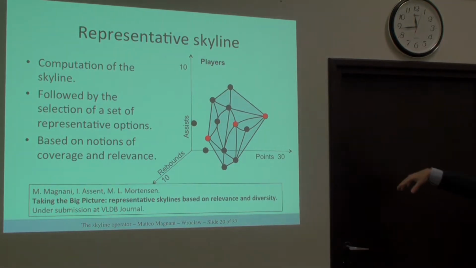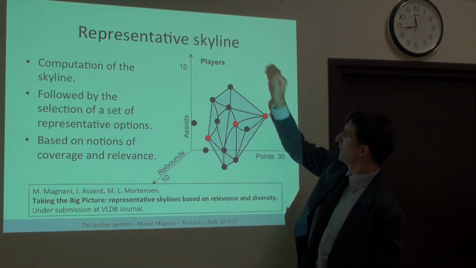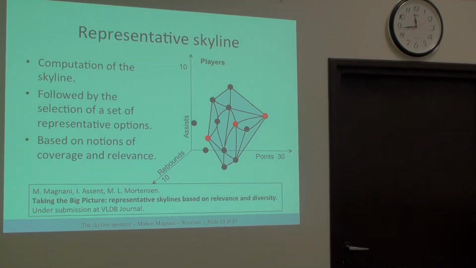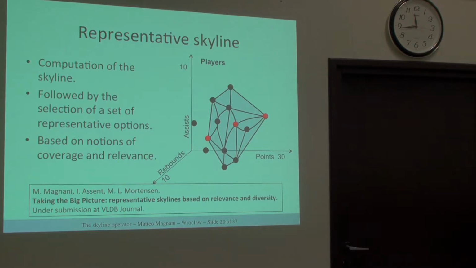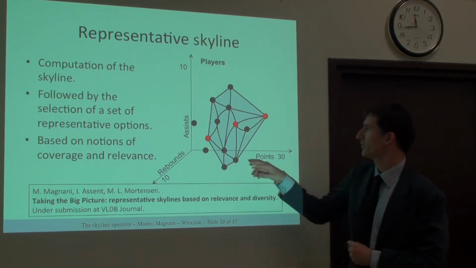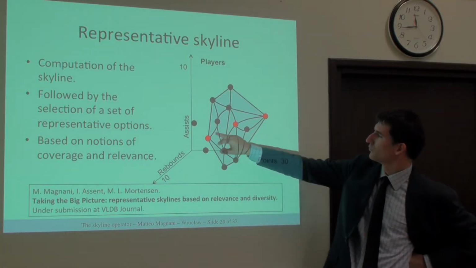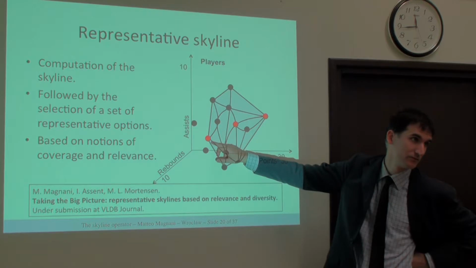This has been called the representative skyline, and the main idea is that first I use the operator as it is, because it gives me some good and theoretically sound result, and then I summarize it. Usually the approach that has been used to summarize this operator, even if there are many variations, but the most typical has been to use a notion of set coverage.